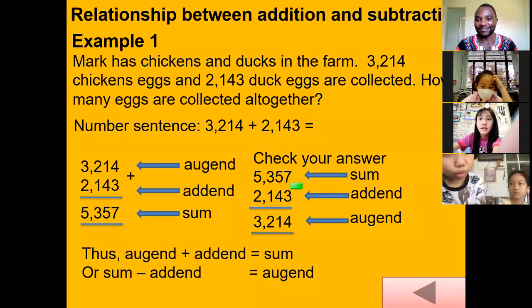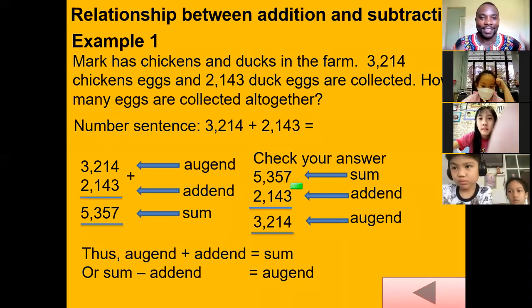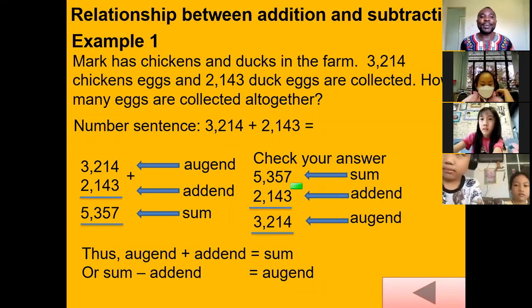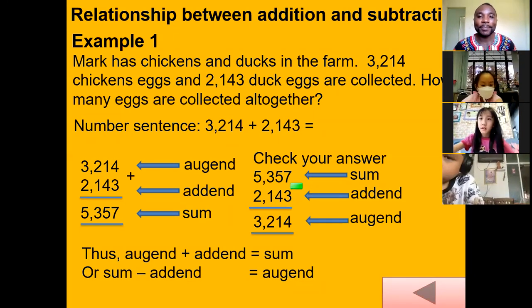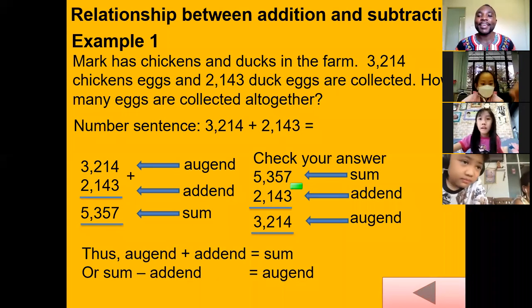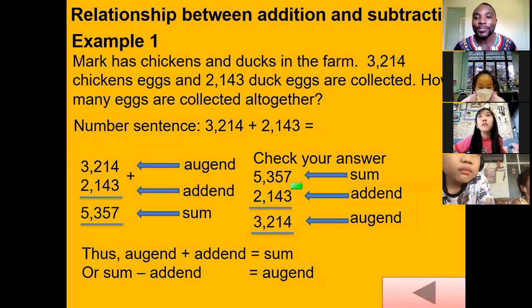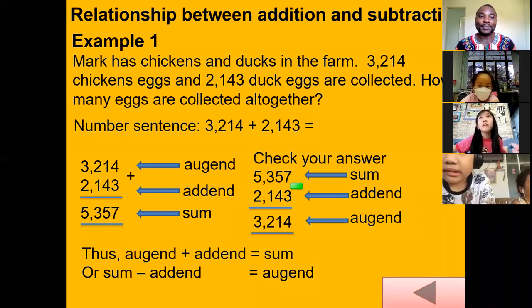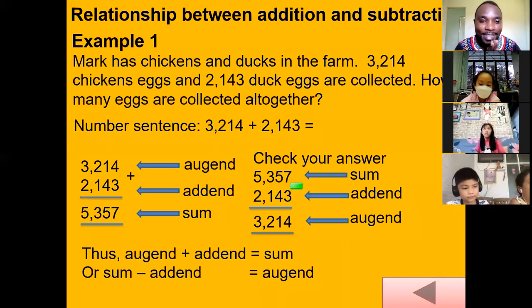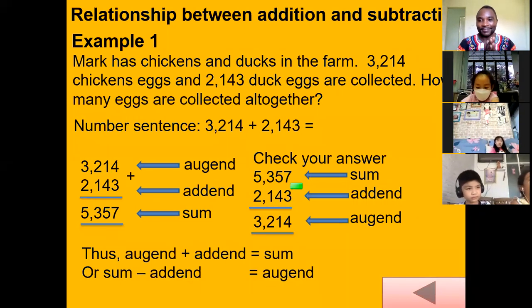I'm fine. Okay. Today, we will study the relationship between addition and subtraction. So we have example one. I am going to read, so you listen.